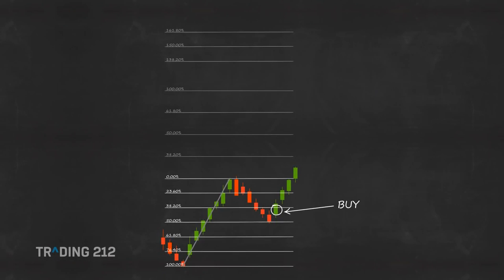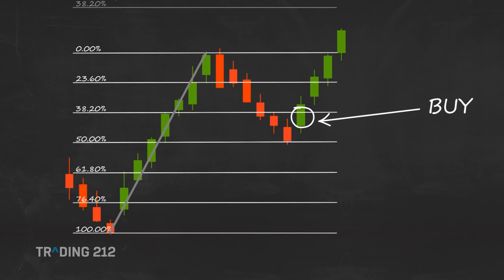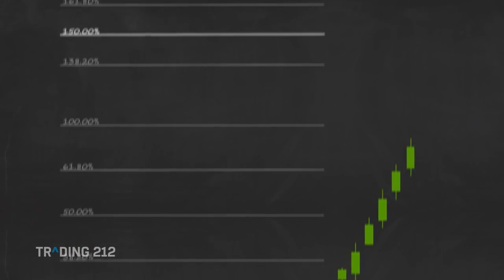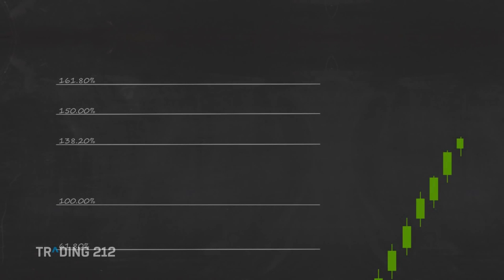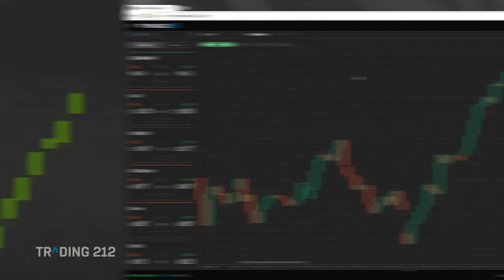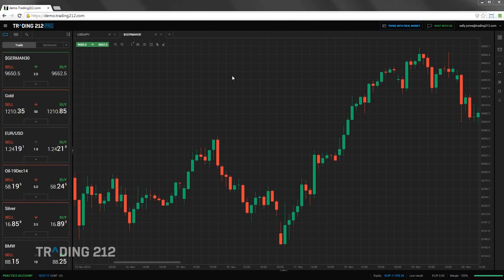The Fibonacci extensions correspond to the retracement levels, making it all very simple. If you enter at 50 or 61.8%, a good take profit is the corresponding extension level at 161.8%. Let's go to the Trading 212 Pro platform to demonstrate how to use the Fibonacci retracement tool.